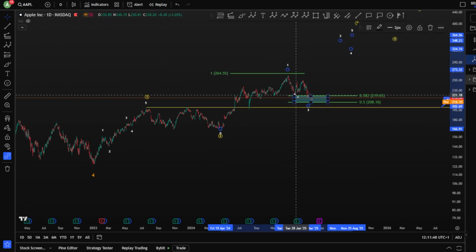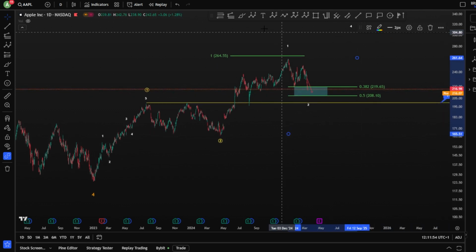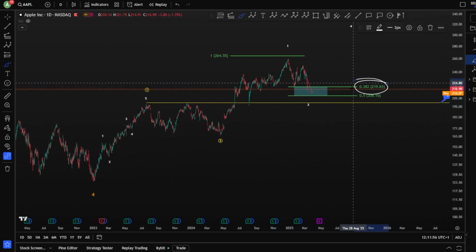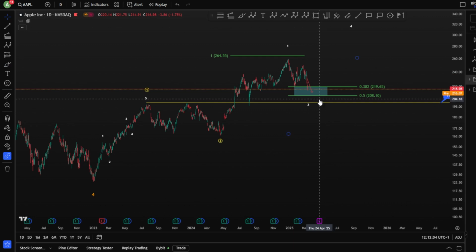Currently we're looking at A, B, and a C. Yeah, perfect scenario for a wave 2 here. The minimum requirement is 0.38. We have reached it. We have reached the blue box right now, 0.5. Very, very nice. ABC.